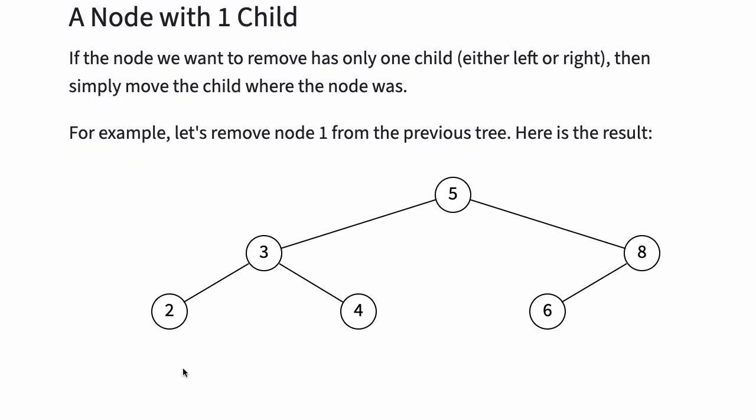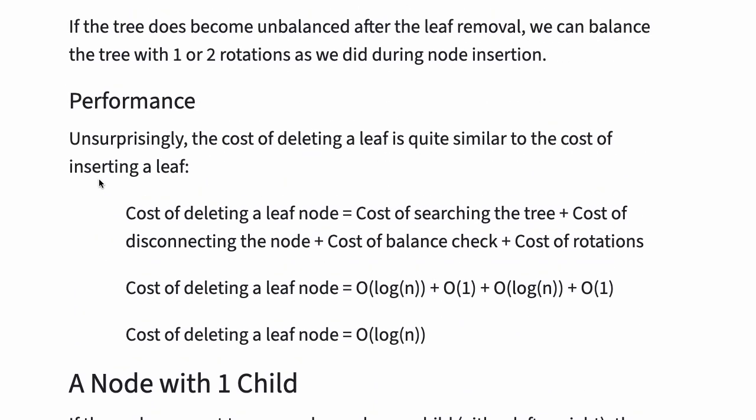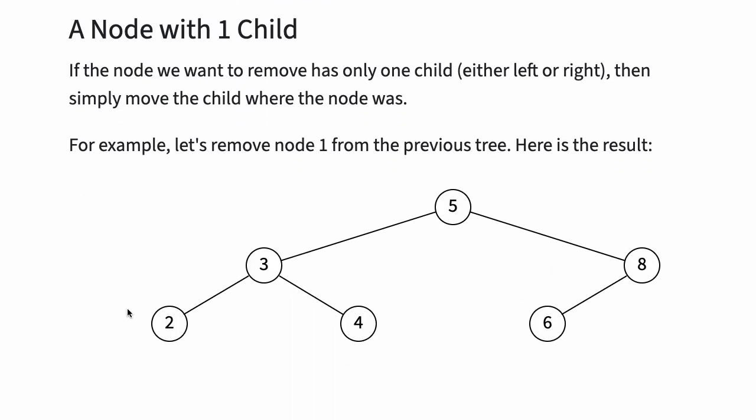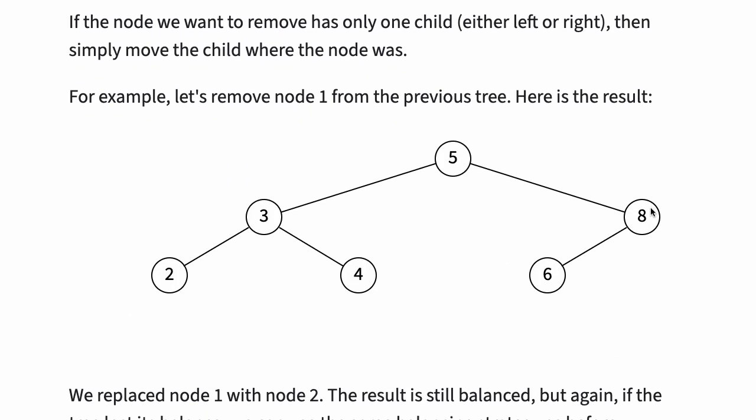If the node we want to remove has only one child, either left or right, then simply move the child where the node was. For example, let's remove 1 from the previous tree. Here's the result. We replaced node 1 with node 2. The result is still balanced, but again, if the tree lost its balance, we can use the same balancing strategy as before.